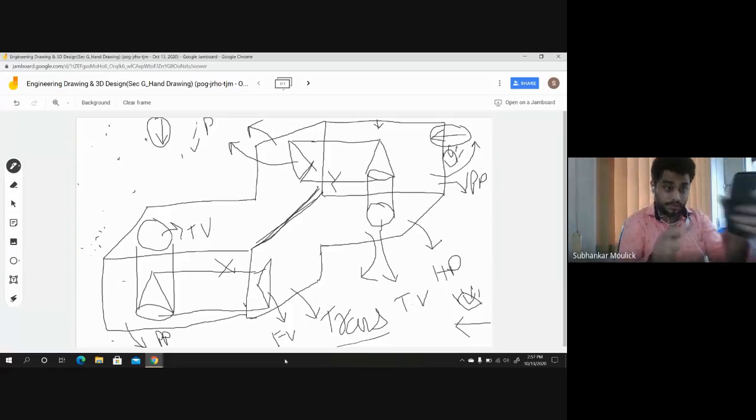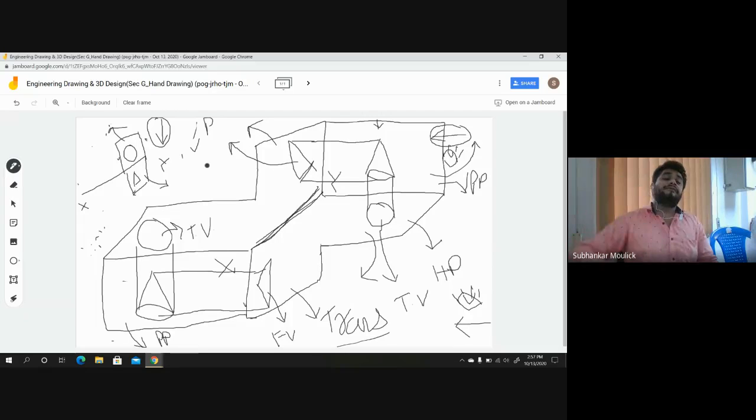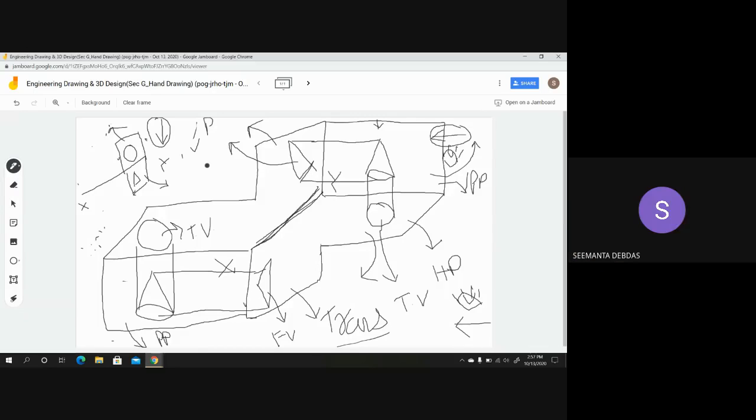Okay, so let us draw these things in my drawing copy. So this is my XY line. I know that this is my VP, and this is my HP. In HP, you are getting your top view, which is circle. In VP, you are getting your front view, which is triangle. Next, I have to decide in which direction I will rotate my profile plane.